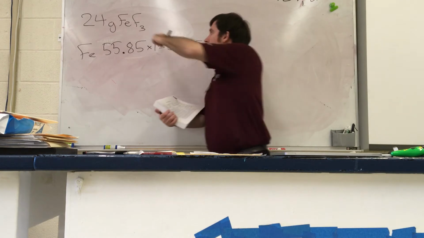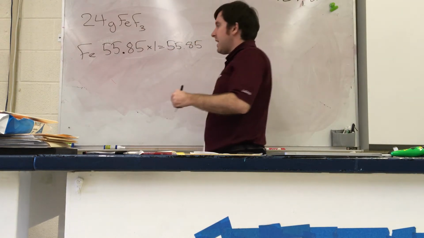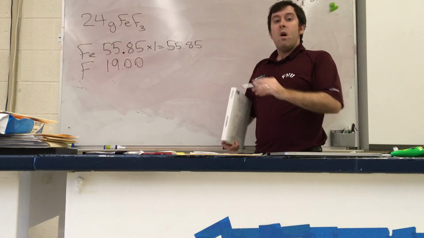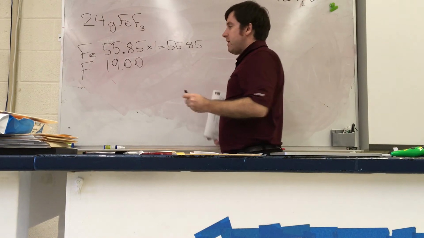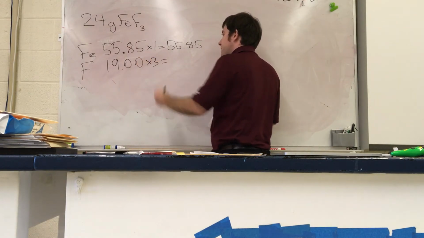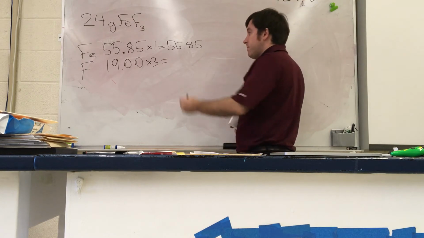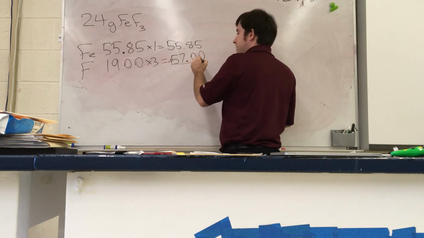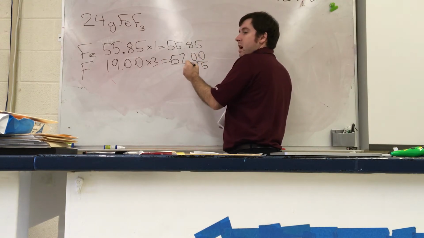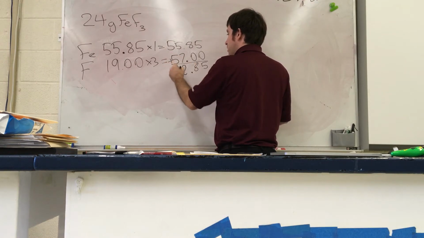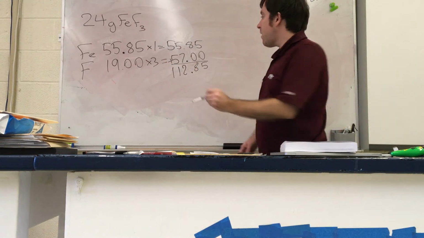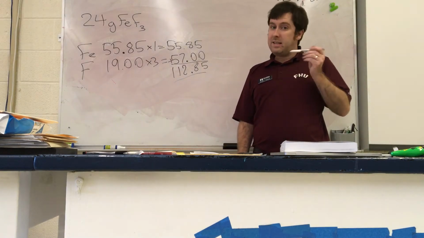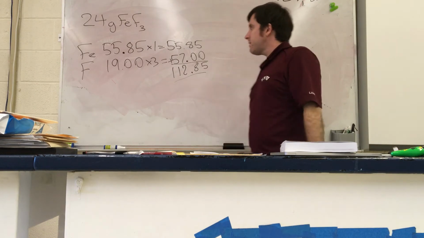Okay, fluorine, this is the other one. Fluorine, according to our lovely periodic table, is 19.00. We have 3 atoms of fluorine involved in this, so we're going to go times 3. 19 times 3 is 57. We add these up. 5 there, 8 there, 112.85. This right here is the molar mass of iron fluoride.